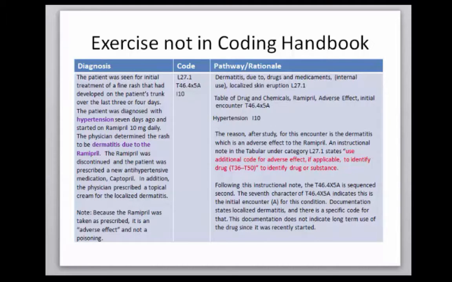So the first thing we're going to do is look at the dermatitis due to the drugs with a subterm of a localized skin eruption. That's not always given in the documentation, but in this case it is. So we would pick up on that L27.1 code. Then we would go to the table of drugs and chemicals, looking up ramipril as our substance under the adverse effect column. And we would get T46.4X5A. Hypertension, I10, would also be coded because that is the reason why the patient is taking the medication.